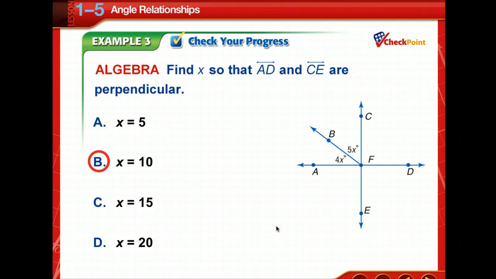Did you get that x is equal to 10? Because we know that 4x plus 5x is equal to 90, don't we? It would equal 90 if they're perpendicular. So 4x plus 5x is equal to 90. So 9x is equal to 90. So x is equal to 10. All right, good job.